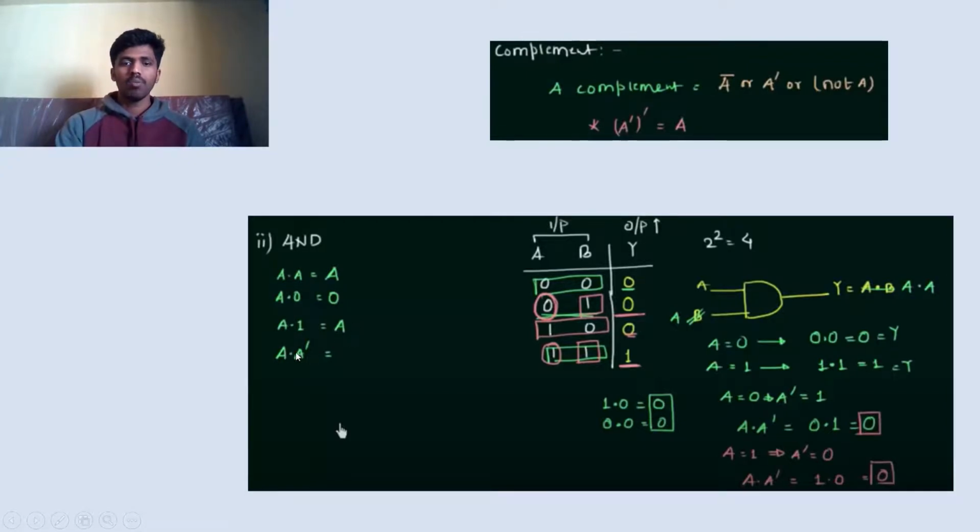A dot complement of A gives us a 0 output as shown in here. When 0 is given to the A input and the complement of 0 is 1, we will get 0 at the output. Similarly, A is given with 1 and the complement of A is 0, then we will obtain 0 at the output.